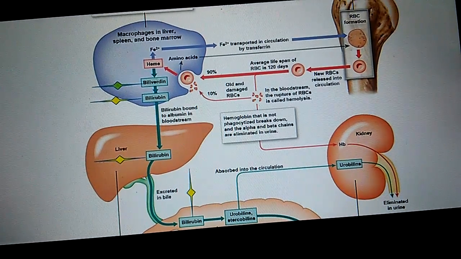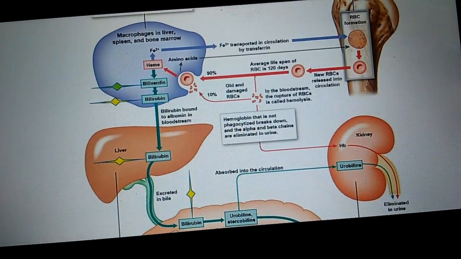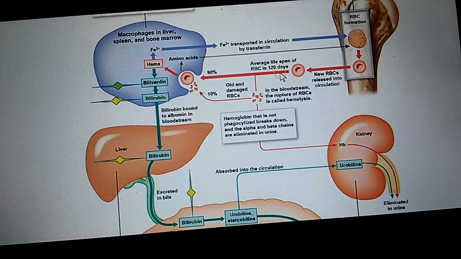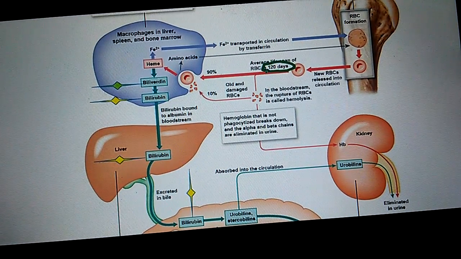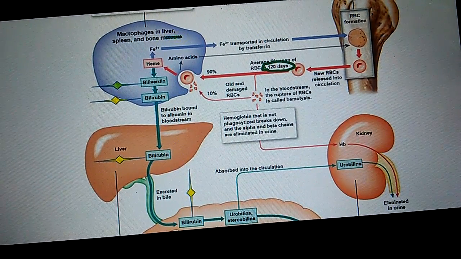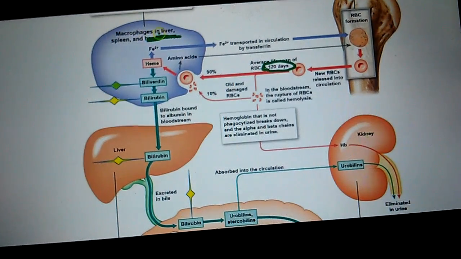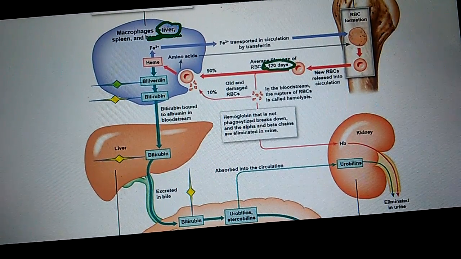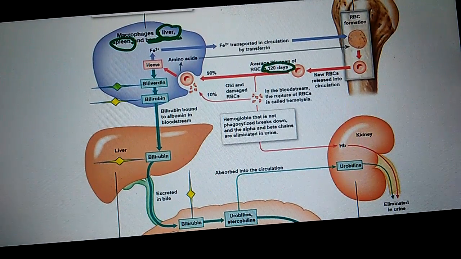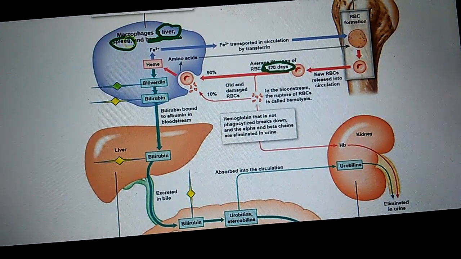Let's go over some general things. What's the average lifespan of a red blood cell? 120 days. Okay. What organs are responsible for breaking down red blood cells? Remember I told you don't worry about the bone marrow here. Liver and spleen.